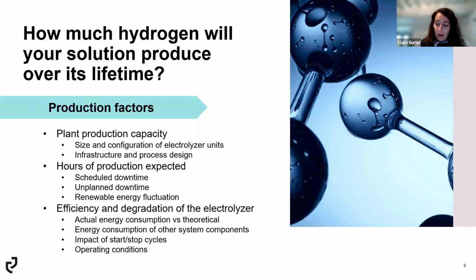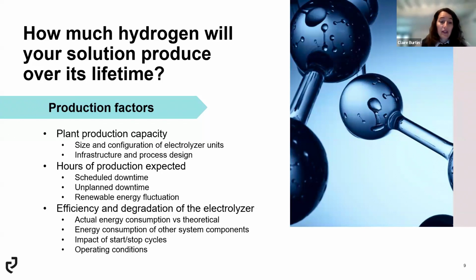And it's going to be also dependent on the way you want to operate your plant. So for example, if you plan on operating your plant most of the time, let's say 96% of the time, and you will have a stable power input to your plant, then the amount of hydrogen that's going to be produced is fairly easy. But you still need to account for scheduled downtime and unplanned downtime throughout the lifetime of your project.